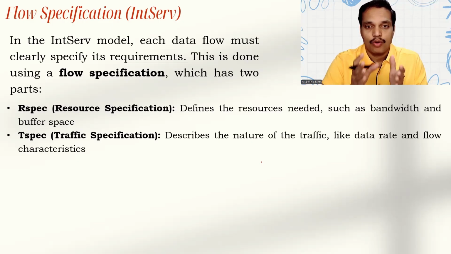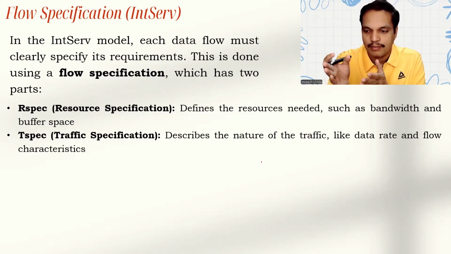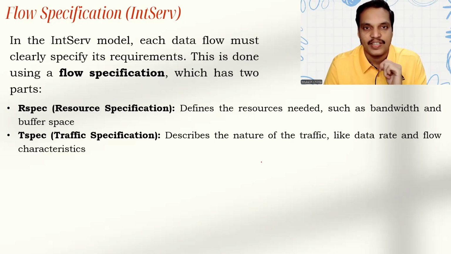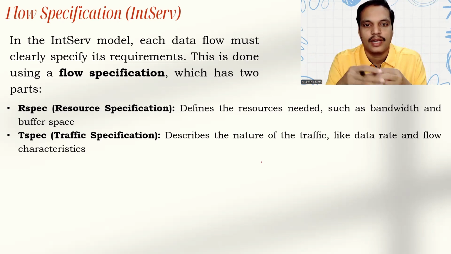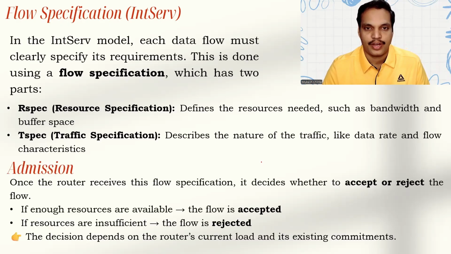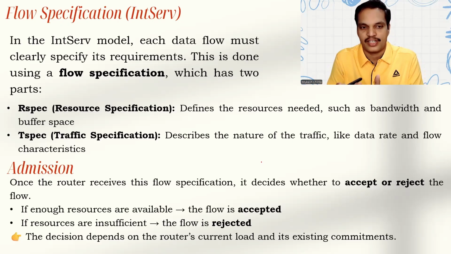RSpec defines what resources the network must guarantee for a particular flow. Basically, it tells the router this flow needs this minimum of resources for working properly. That's it. Whereas the traffic specification, or the TSpec, defines how data will be sent by the source. It tells the router this is the pattern of traffic that I am going to generate. So both of them make up the flow specification, based on which the router decides whether to accept or reject the flow.